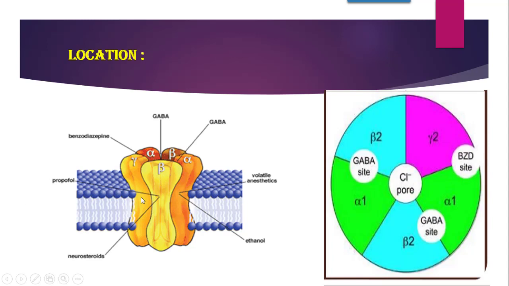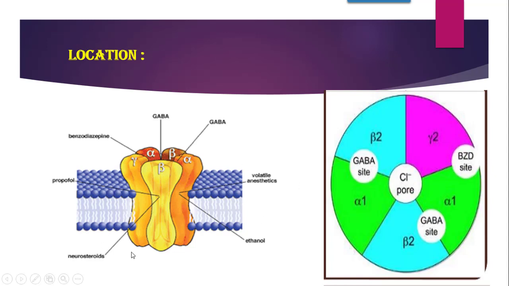If you have a top view of this receptor, this is the cell membrane, and the receptor is located within the cell membrane. This is the top view; we have seen the section form. These are the 2 alpha subunits, these are the 2 beta subunits, and this one is gamma. According to this diagram, between alpha and beta there is a GABA site, between alpha and beta another GABA site, and between alpha and gamma there is the benzodiazepine binding site.